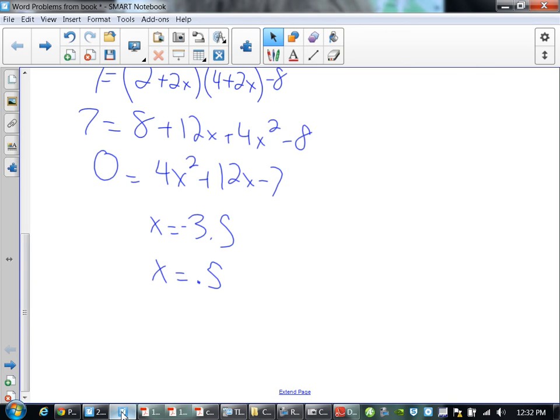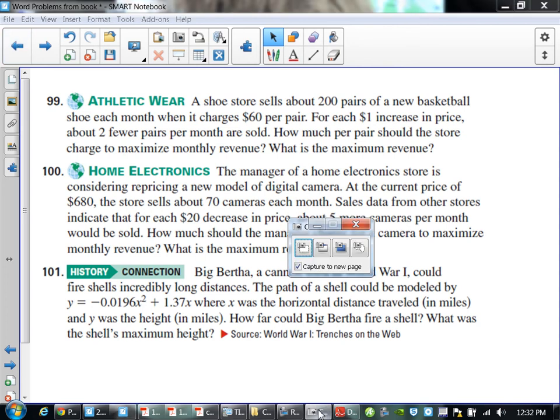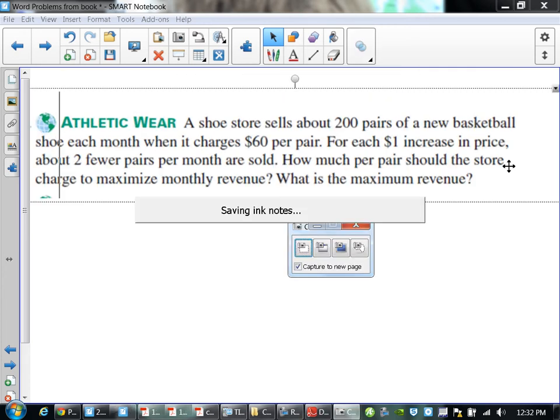What I'm going to do here is skip ahead to about the athletic shoe one. This is another straight quadratic one. All of these are going to be quadratics. Everything in this sheet here is a quadratic, or some sort of a quadratic model. It's on like the 3rd or 4th page. It's number 99 on your sheet.